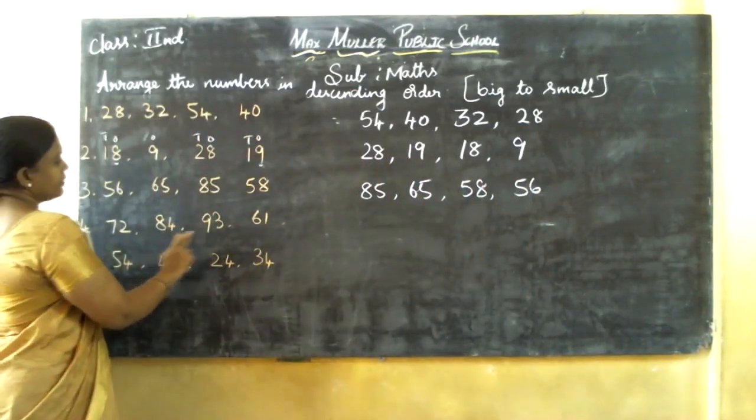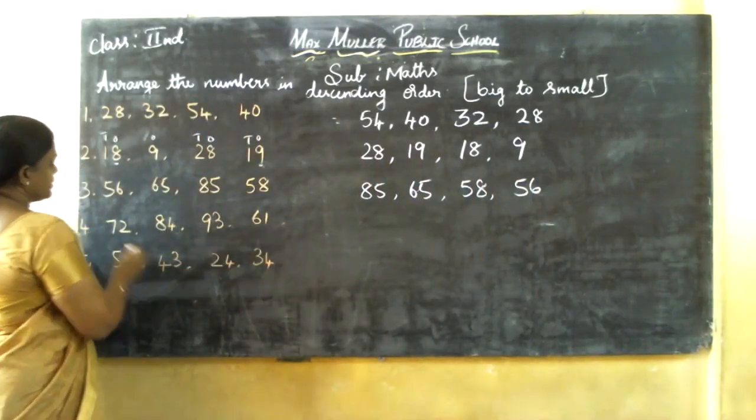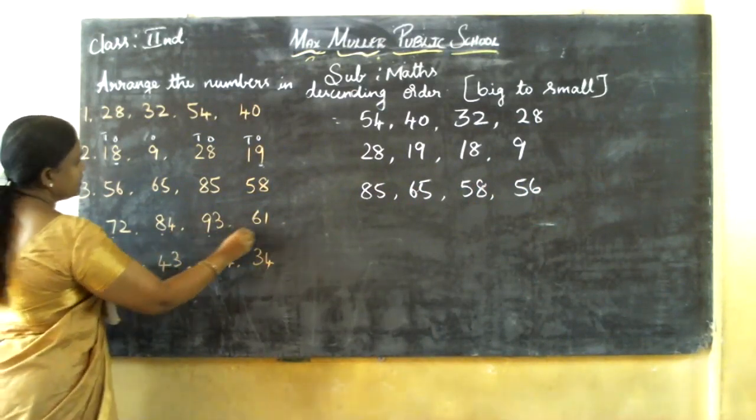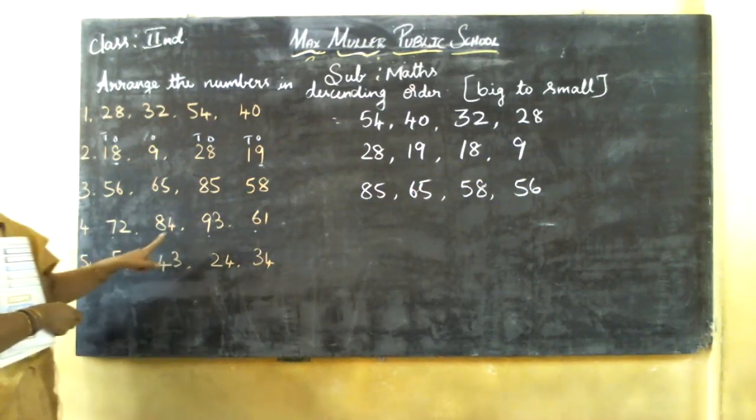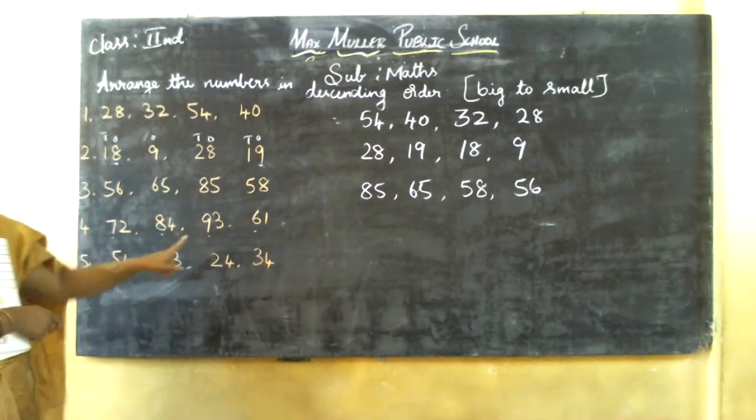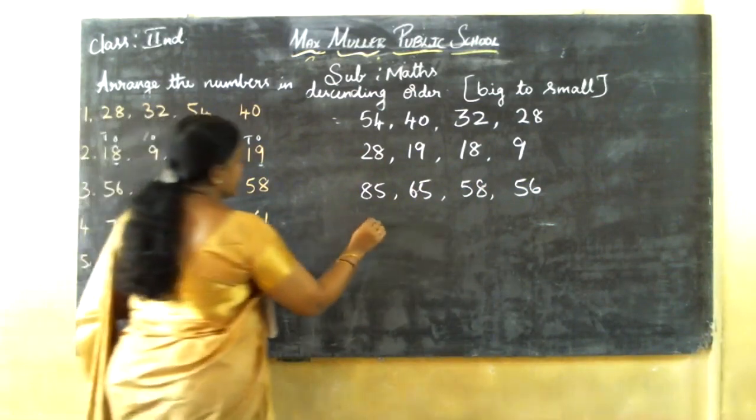72, 84, 93, 61. See the tens number, children. Which one is bigger here? 7, 8, 9, 6. 9 is the bigger number. So 93.